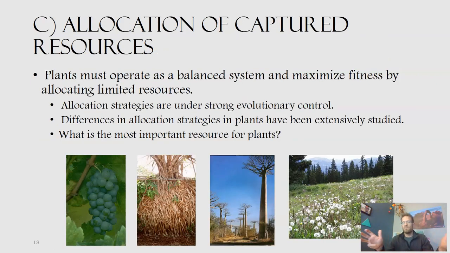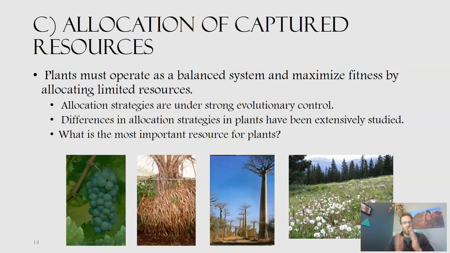Now we're thinking about once these plants have actually captured their resources, what do they do with it? Plants have lots of different parts that they could allocate those resources to: the roots, the leaves, flowers, reproductive strategies. So plants must operate as a balanced system and maximize their fitness by allocating these limiting resources. And you can imagine these allocation strategies are under strong evolutionary control.